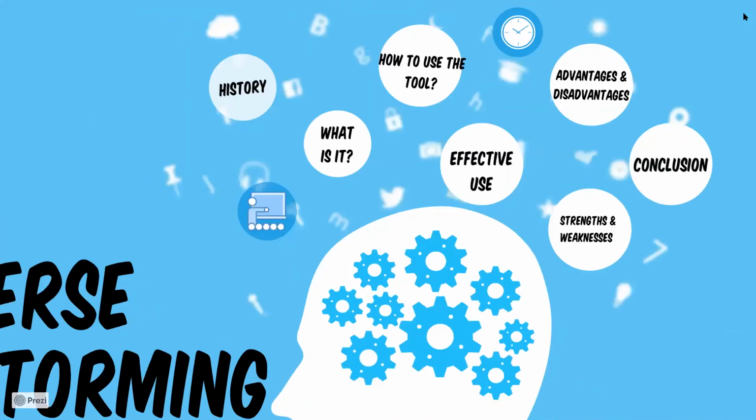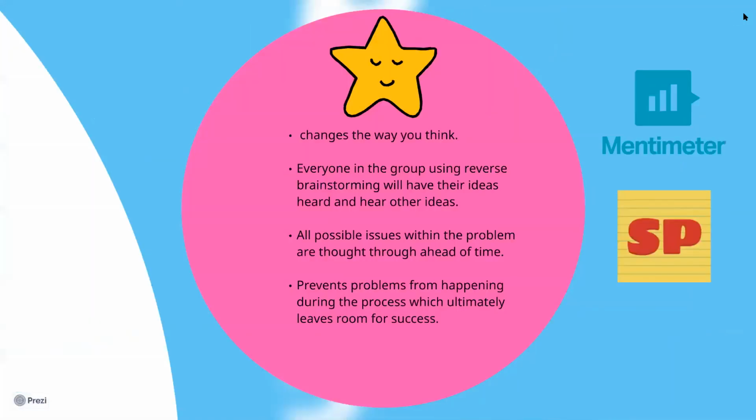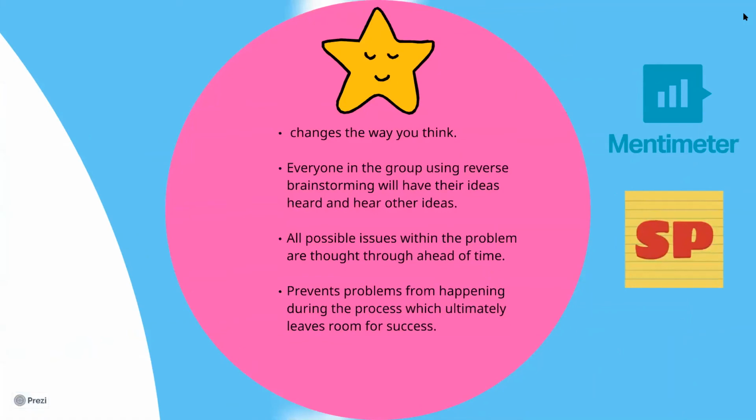To sum up, reverse brainstorming is a great tool for re-energizing a flagging brainstorming process or for engaging participants who feel disempowered or disconnected from the process. Reverse brainstorming is simply changing the way in which you think. Everyone in the group using reverse brainstorming will have their ideas heard and hear other ideas. All possible issues within the problem are thought through ahead of time, and it prevents problems from happening during the process, which ultimately leaves room for success.